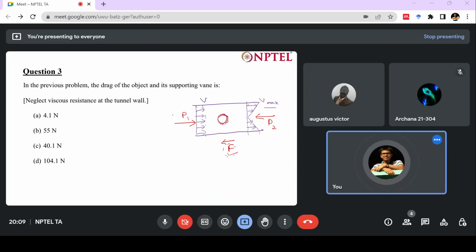So this force is being asked. So for that we need to solve momentum. We will need to do a momentum balance in extra.